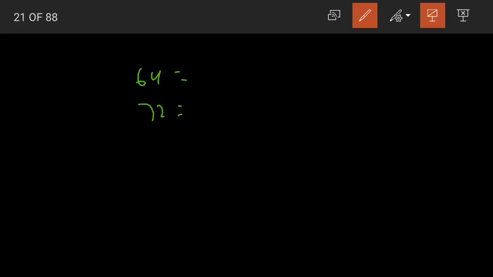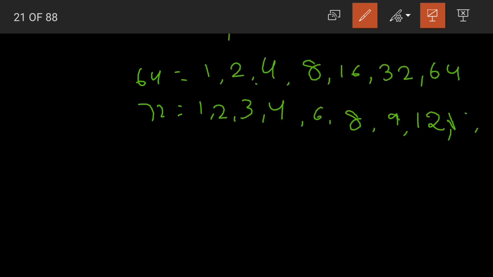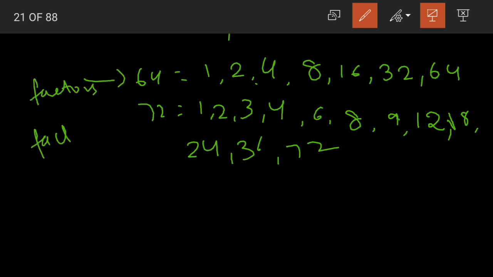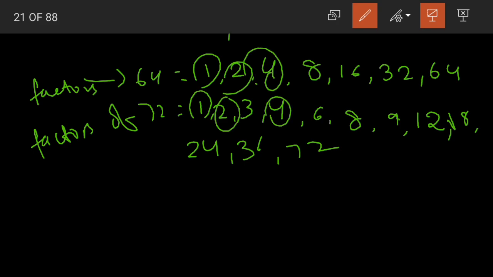What are the factors of 64? We have 1, 2, 4, 8, 16, 32 and 64. And the factors of 72 are 1, 2, 3, 4, 6, 8, 9, 12, 18, 24, 36 and 72. Yes children, now what are the common factors? We have 1, 2, 4 and 8. We are having 4 common factors. Now what is the highest common factor among these? 8. 8 is the highest common factor.